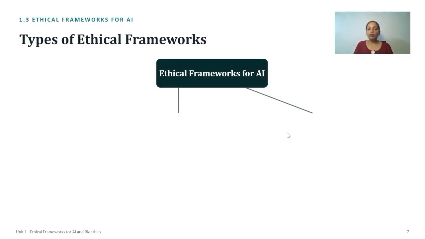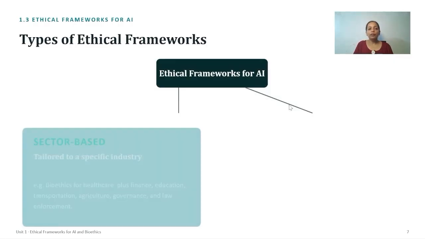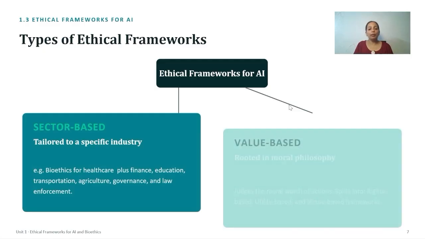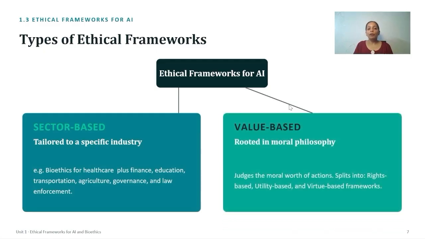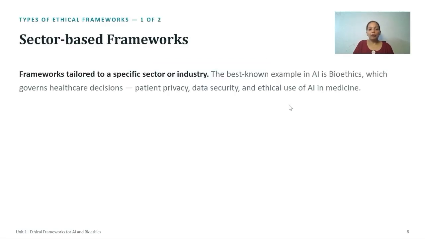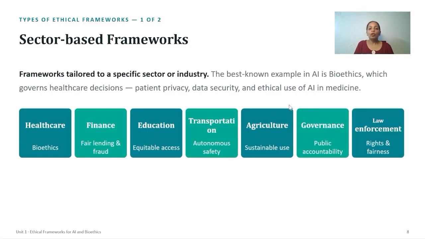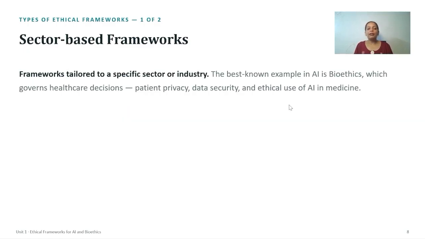There are two types of ethical frameworks for AI: sector-based frameworks and value-based frameworks. We will go into detail of these two frameworks. Sector-based frameworks are frameworks built for a specific sector or industry. The most well-known example in AI of a sector-based framework is bioethics, used in healthcare, dealing with things like patient privacy, data security, and ethical AI used in medical decisions.